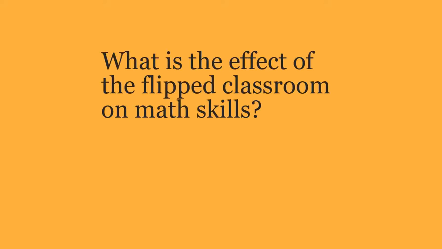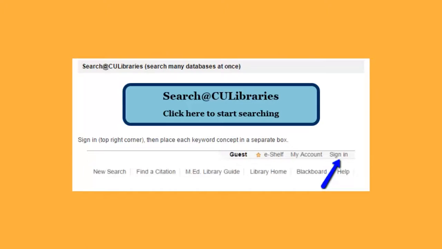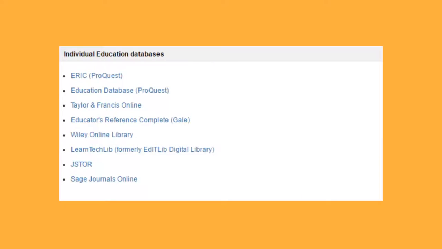For example, if your research question is, what is the effect of the flipped classroom on math skills? Your first keywords would be flipped classroom and math. Once you have your keywords, you're ready to use Search at CU Libraries, our catalog that looks for articles in many databases at once, or if you prefer, choose an individual education database.